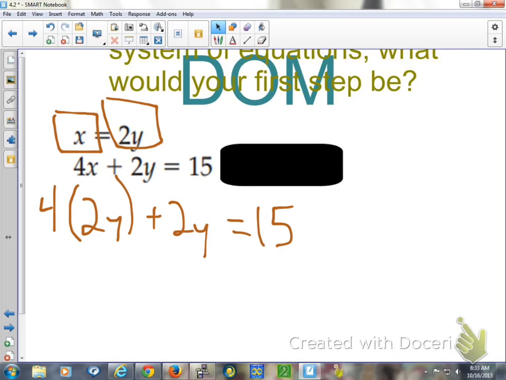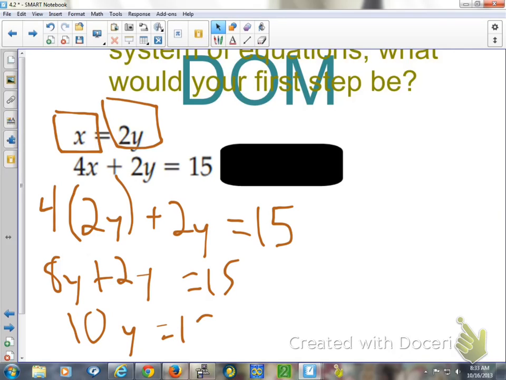Now this I can solve for y. So that's 8y plus 2y equals 15. 10y equals 15. Divide by 10. And what is that going to give you for your y value? 1.5. Yeah, 1.5 or 3 halves, however you got it. I prefer fractions, so I'm going to do 3 halves. But I think behind that box it says 1.5.